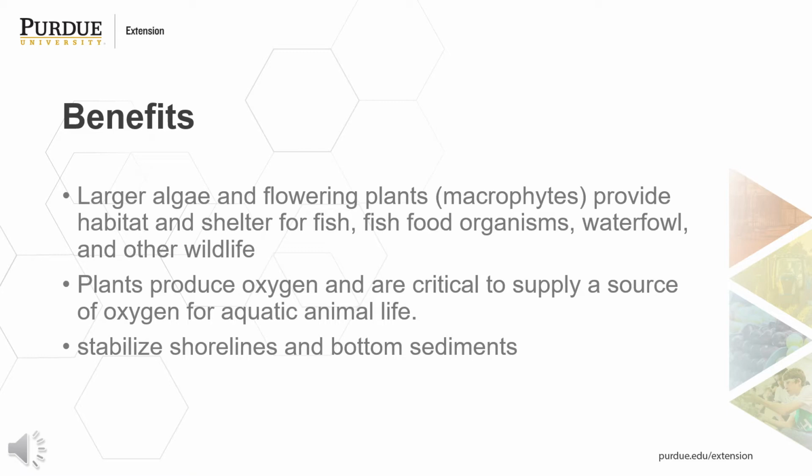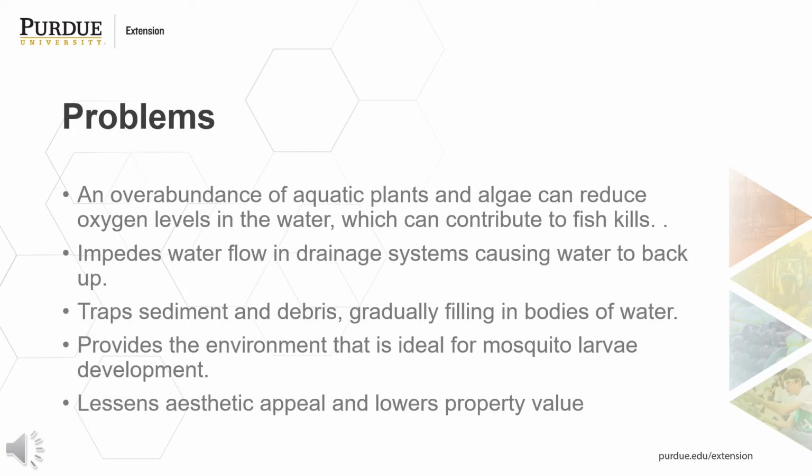But still, there are times when aquatic vegetation can pose some problems. We know that plants growing in a body of water can quickly get out of hand. Certain invasive species can be very aggressive and can take over large areas of aquatic habitat. Excessive aquatic plant growth can lead to several common problems. An overabundance of aquatic plants and algae can reduce oxygen levels in the water, which can contribute to fish kills. Fish kills that are vegetation related usually occur in the summer or winter.